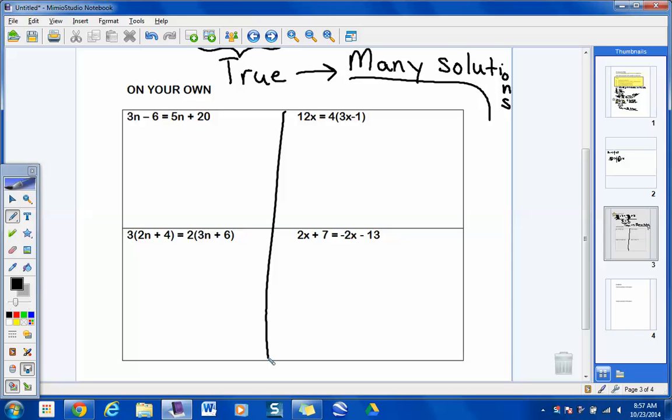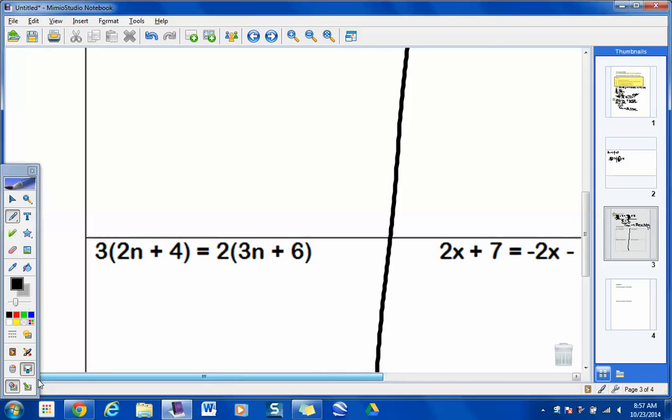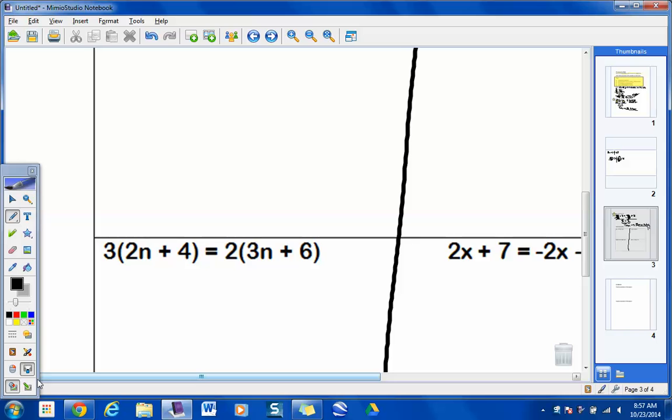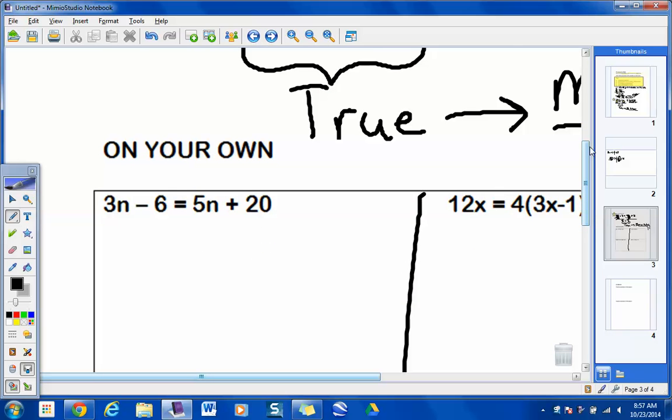Let's do the first one again quickly. Maddie, you're going to talk me through this, okay? All right, top left. I'm just going to go right through the front part of the notes again. I've got it memorized. Are there any parentheses to work with? No. Look at the left side. Can I put the 3n and the 6 together? Can I put the 5n and the 20 together on the right?